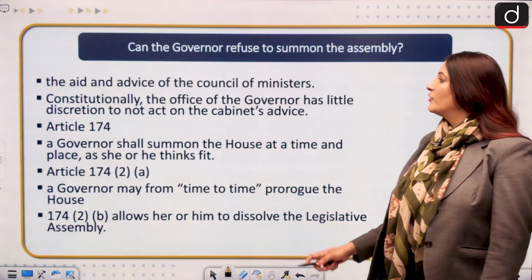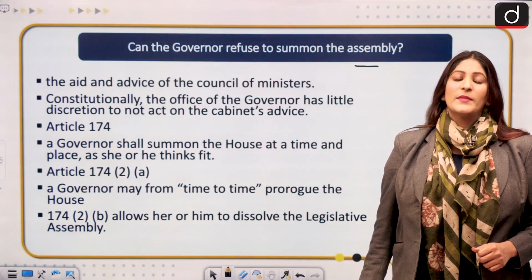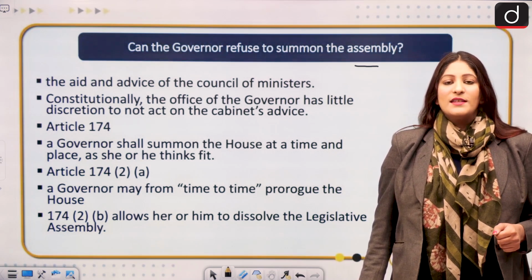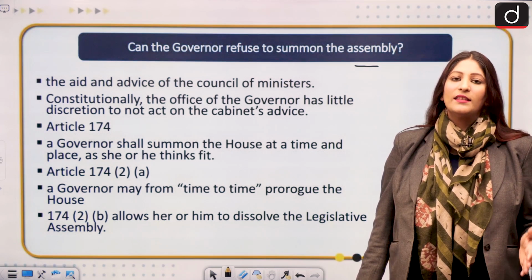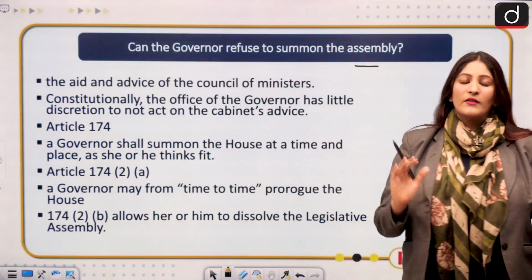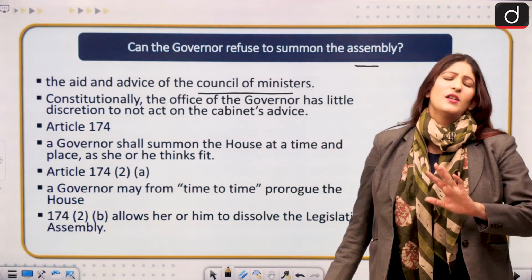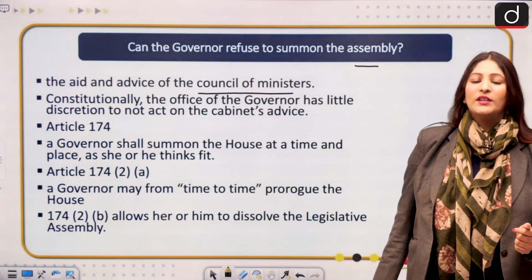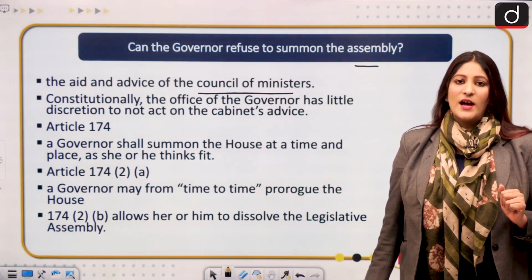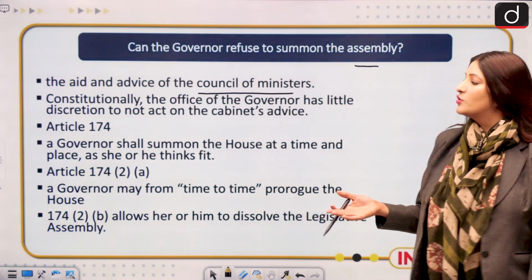First of all, let's talk about whether the governor can refuse to summon the assembly. As we know, the governor is not elected but appointed by the Centre under the President's hand and seal. So whenever there is a dispute between the elected and the unelected, we have to walk a tightrope. Let us see. The governor has to take decisions with the aid and advice of the Council of Ministers. In very few matters, he or she has discretionary powers. Discretionary powers mean that he or she can take decisions by their own choice.